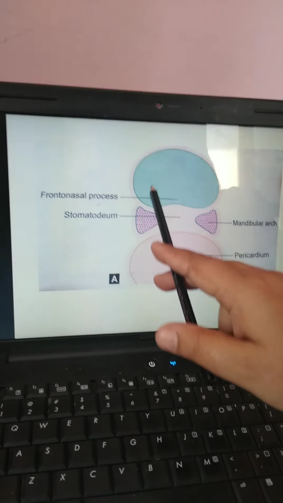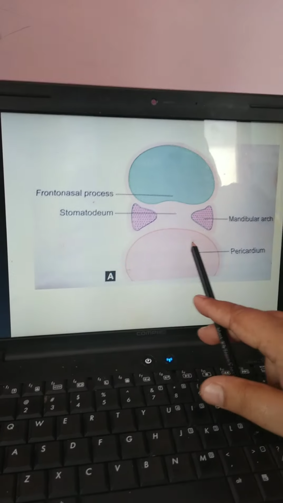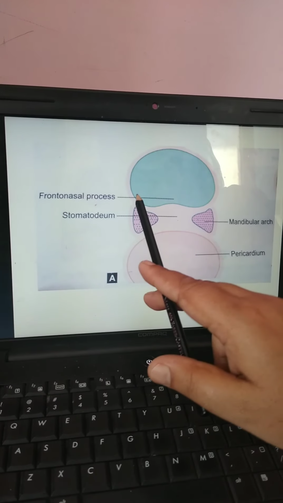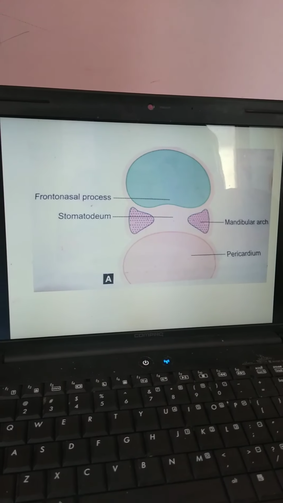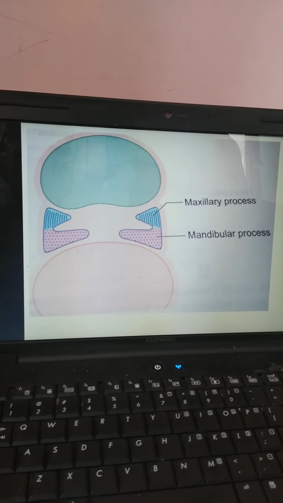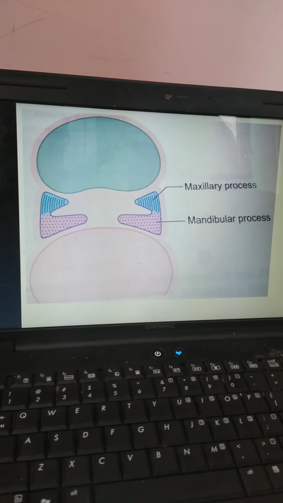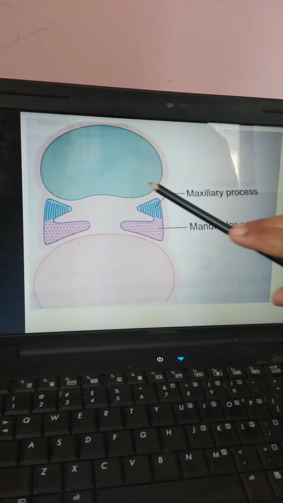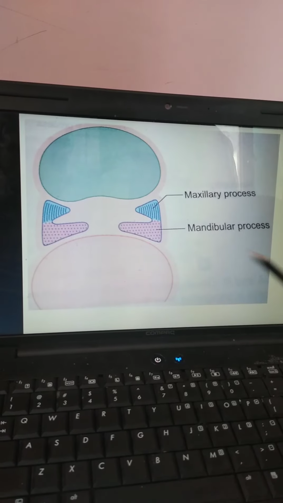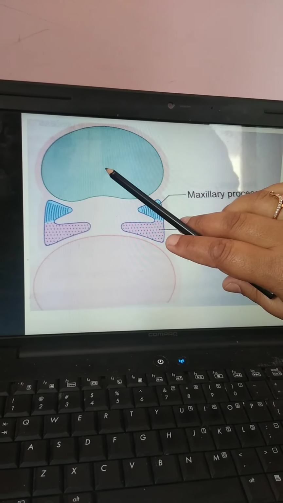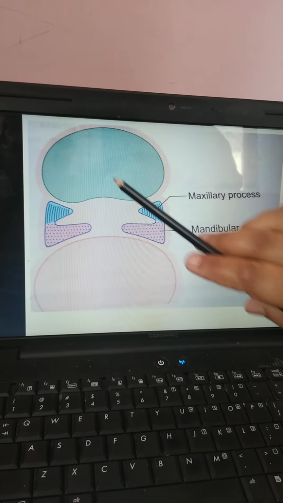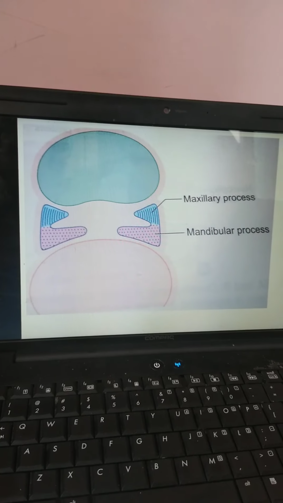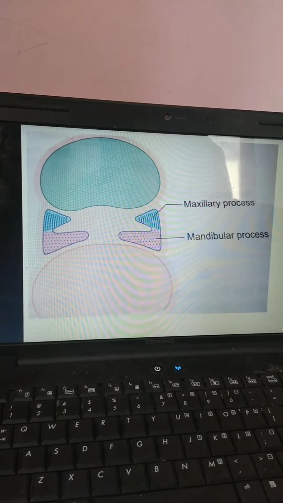Okay, so in the upper part we have the frontonasal process, and in the lower part we have the pericardium, and on each side of the stomatodeum we have the mandibular arch, that is the first pharyngeal arch. Now we will see from which structures the face will be developed. First we have the unpaired structure, that is the frontonasal process. This structure gives rise to the face, and we have the paired structure known as the mandibular arch, or first pharyngeal arch. It also gives rise to the face.